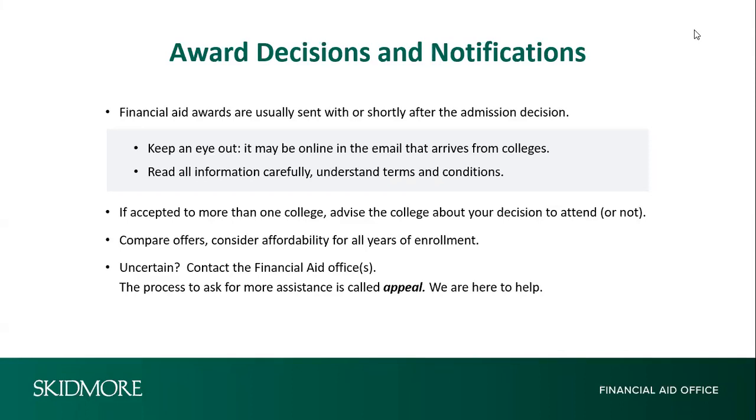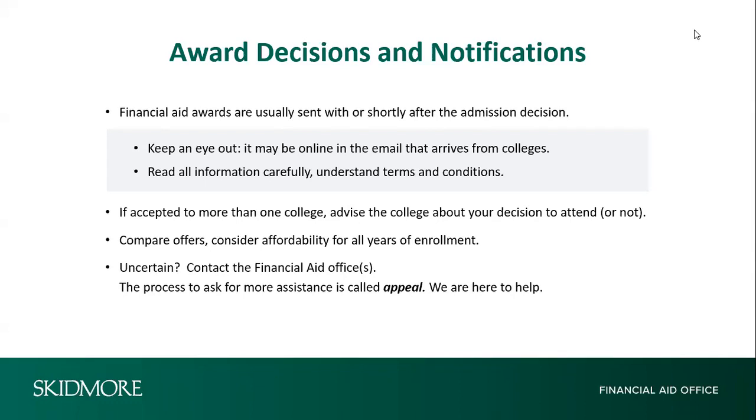Financial aid awards are usually sent with the admissions decision, can be online these days or in the mail. At Skidmore, it's both. If you're admitted to Skidmore, you'll get an envelope in the mail, and you'll also be able to view the admission notice and financial aid award letter online in our portal. If you're accepted to more than one college, you want to make sure that you review financial aid awards, compare them, and then let the college know.